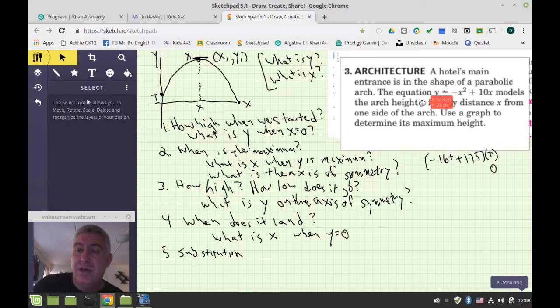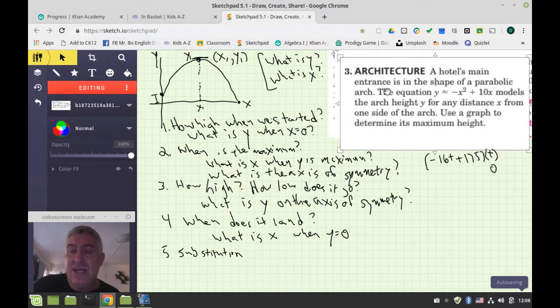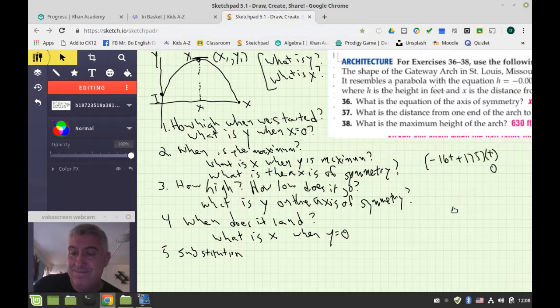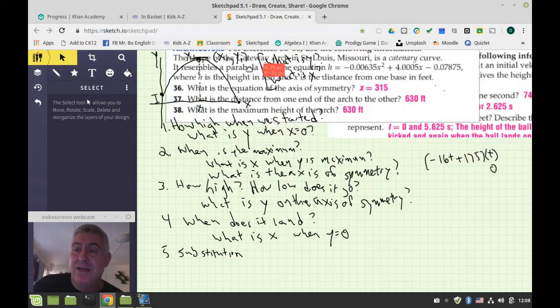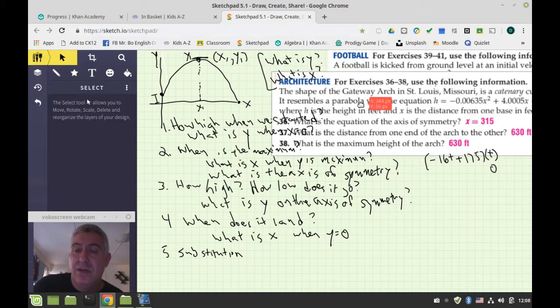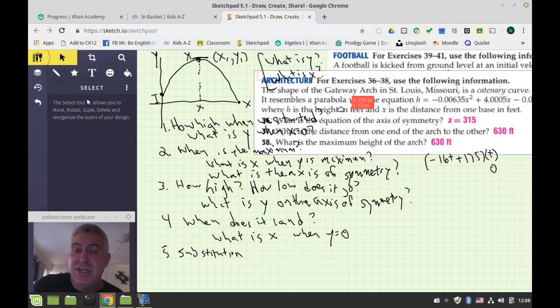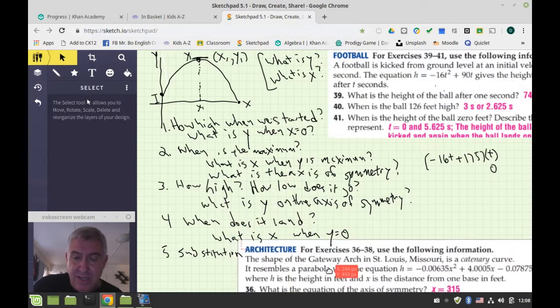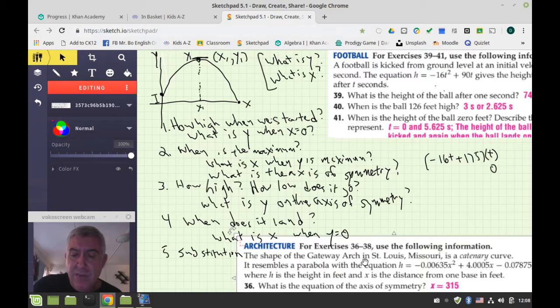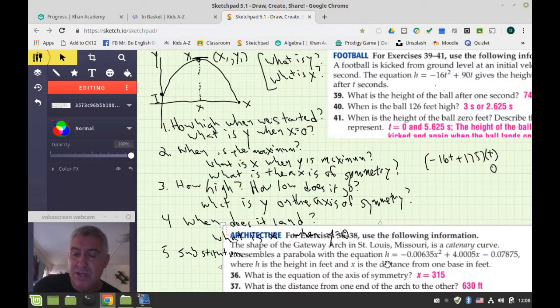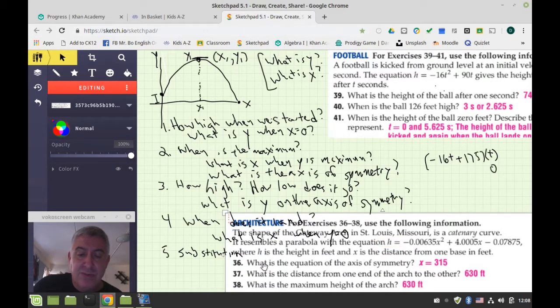Okay, here we go. Architecture. A hotel's main entrance is in the shape of a parabola. We did that one already. We have 2 of those in here. This next one is a long one. The shape of the Gateway Arch in St. Louis, Missouri is a curve. It resembles a parabola with this equation where h is the height in feet and x is the distance. All right, so we have 3 questions.